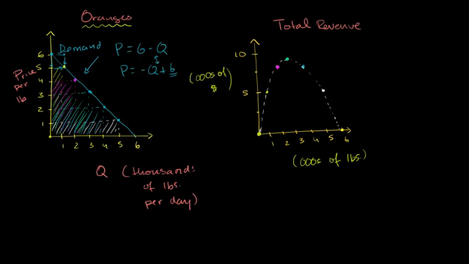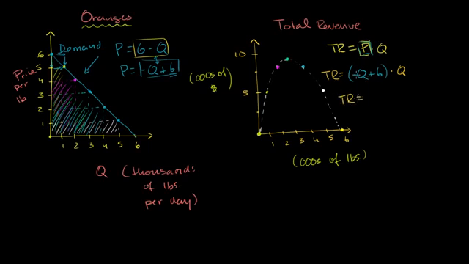What is total revenue? Well, total revenue is equal to price times quantity. But we can write price as a function of quantity. We did it just now. This is what it is. So we can rewrite the price part as negative q plus 6, times quantity. And this is equal to total revenue. And then if you multiply this out, you get total revenue is equal to q times negative q, which is negative q squared, plus 6q.